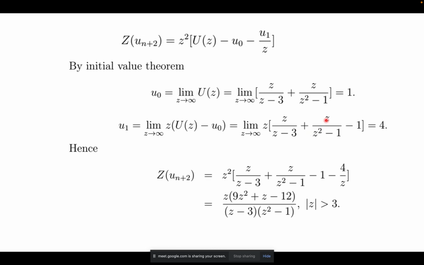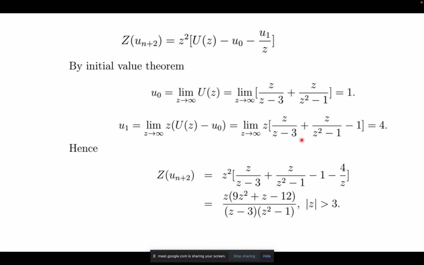So u0 here is 1, so I can rewrite it. It will be the limit as z approaches infinity of z times (z upon (z minus 3) plus z upon (z square minus 1) minus 1). Again you need to take the limit with z approaching infinity. You take the LCM of this, and then take the limit, and you will get the value of u1 equal to 4. This is an easy part, so I am not spending any time on that. So the value of u1 will be 4.